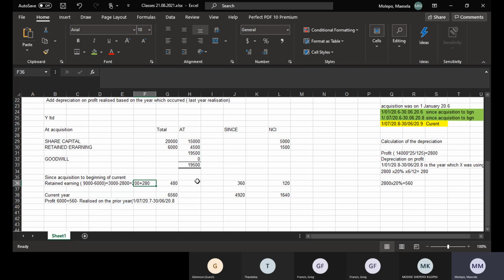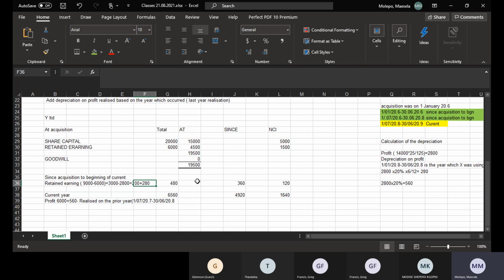The 560 is the current year depreciation that was done from the usage of the asset, because it's the depreciation part. It needs to be deducted because it's not yet realized. It will be realized in the following year. And then we have the income tax, which is just straightforward from the 5,000 and the 2,000. And then we calculate our profit, which will be the 18,560.